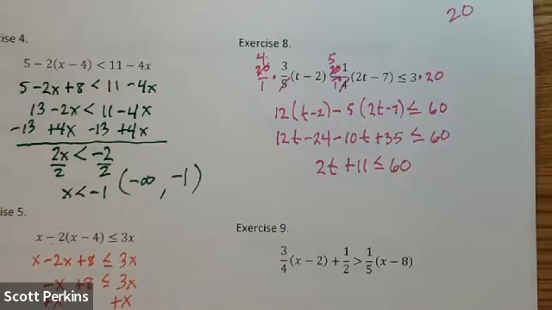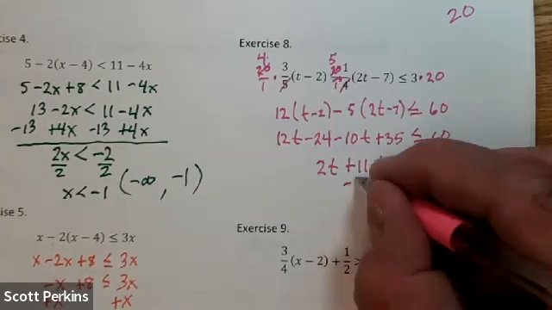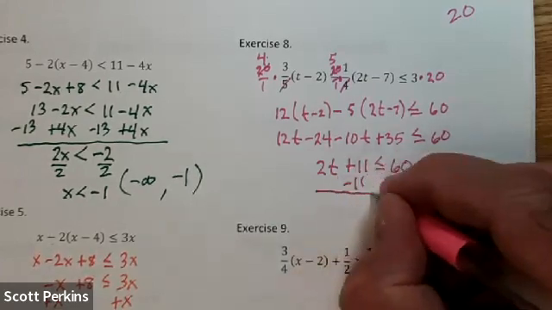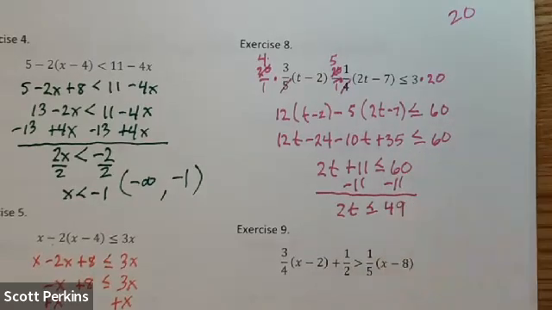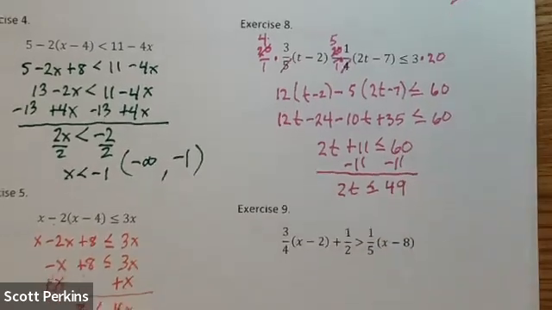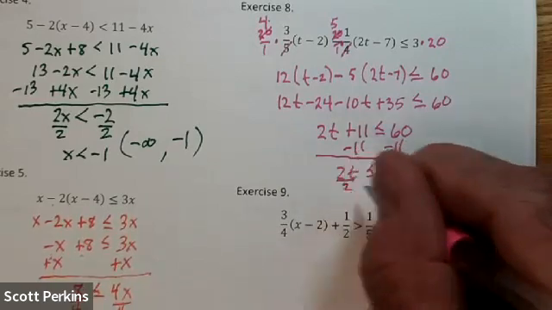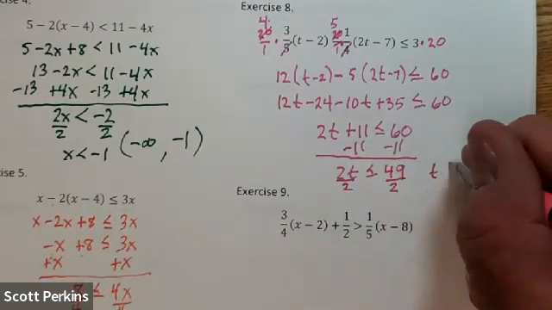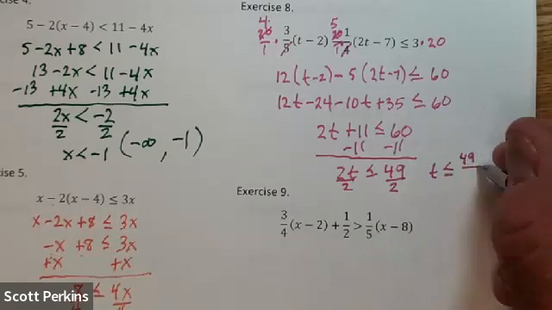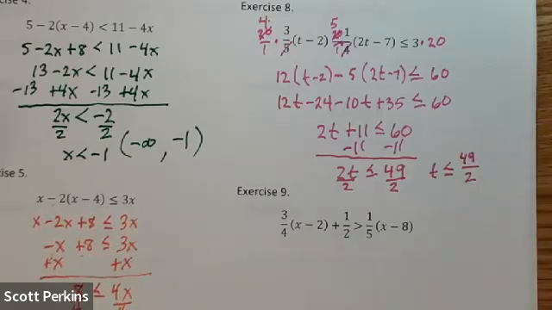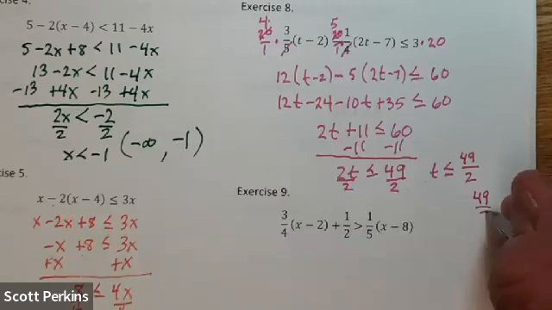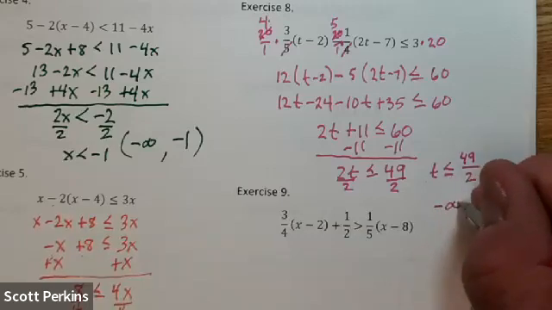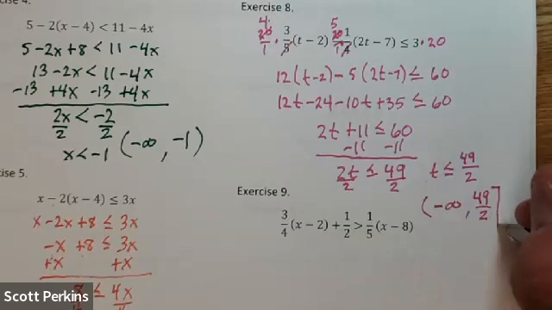All of my variables already are on the left, so I've just got to move that 11 to the right. And I have 2t is less than or equal to 49. And last but not least, we're very used to this being our last step. I divide both sides by 2, and I get t is less than or equal to 49 over 2, or 24.5, whatever makes you happy there. Since my values are less than that, that means 49 over 2 is the upper boundary. The negative infinity is the lower boundary. And there's my interval.